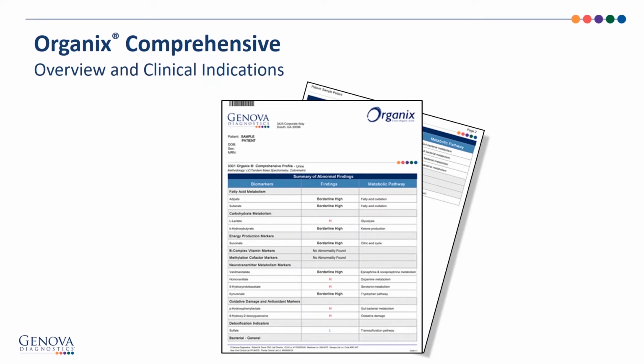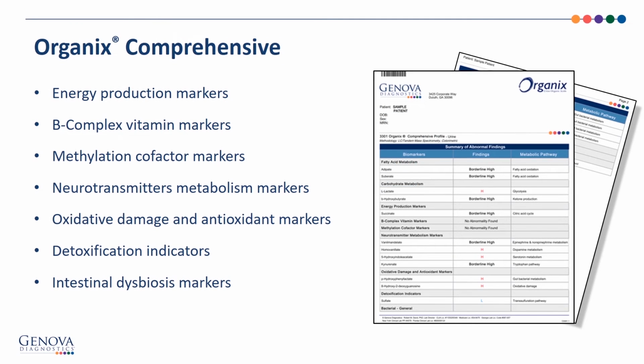Now let's take a closer look at the Organix comprehensive and some of the clinical indications for its use. The Organix comprehensive is structured to provide a systems biology approach to the patient's nutrient needs. Assessments on energy production, B-complex markers, methylation, neurotransmitter metabolism, oxidative damage, detoxification, and dysbiosis are all provided within this profile.